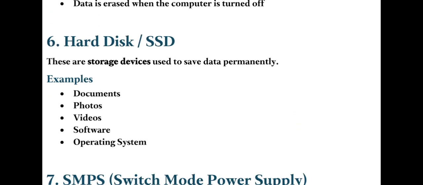Hard disk and SSD. These are storage devices used to save data permanently. Examples: documents, photos, videos, software, operating system.